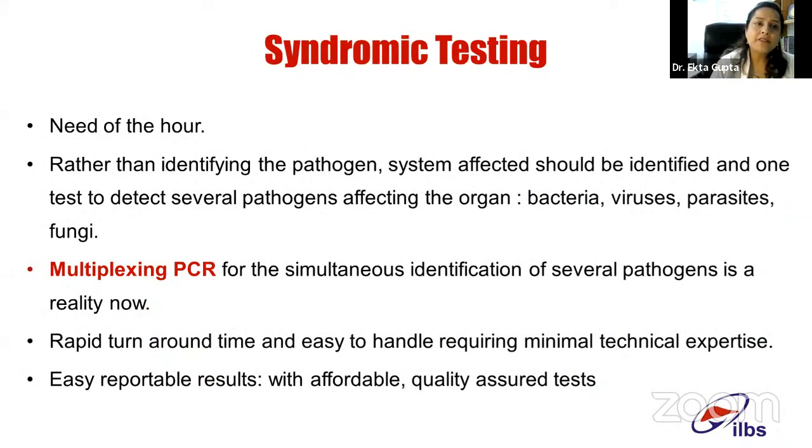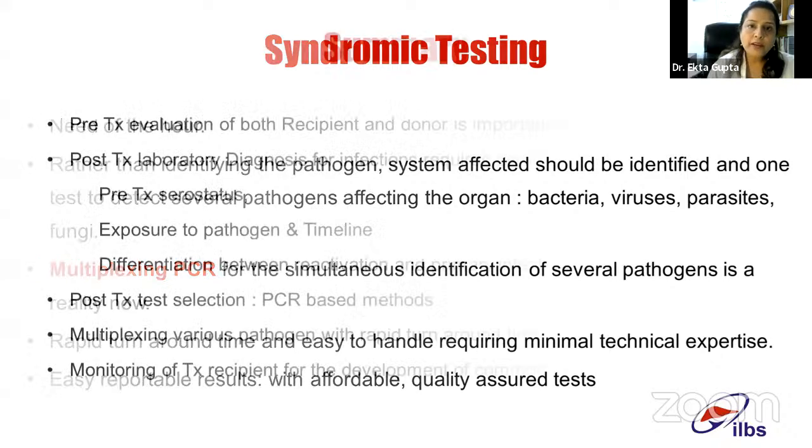In the transplant setting, we try to have syndromic testing because you cannot identify the pathogen in advance, so that a particular organ where it is causing disease can be targeted. Multiplex PCR should be used, which should have a rapid turnaround time, but one has to be very careful that it should be an affordable, quality-assured test. And we cannot make a post-transplant patient go from one corner of the hospital to the other for identifying the pathogen. So one-stop for all should be there, and so syndromic testing is preferred.